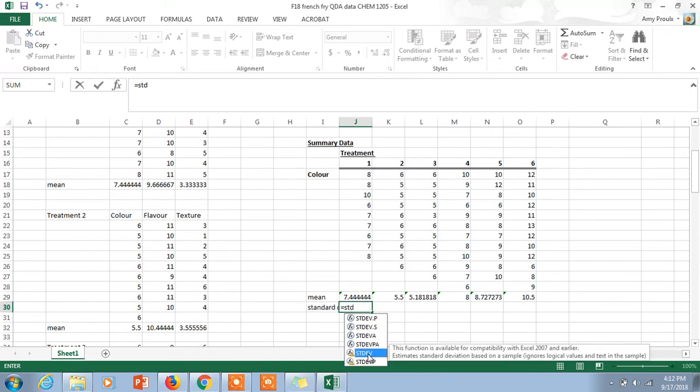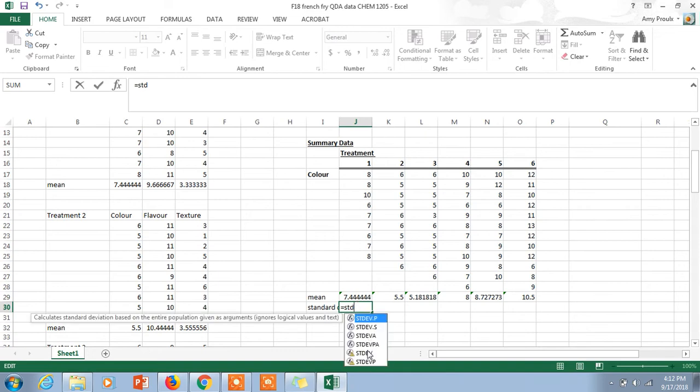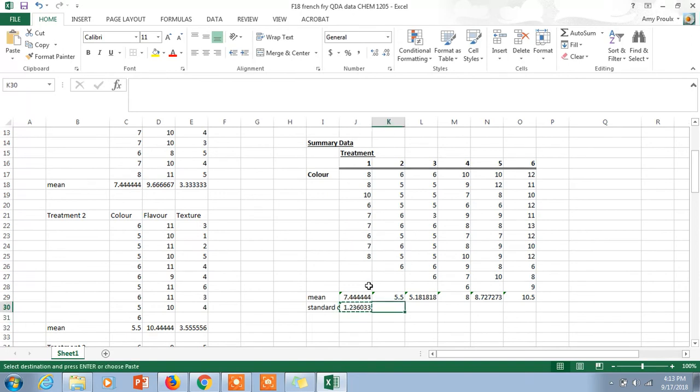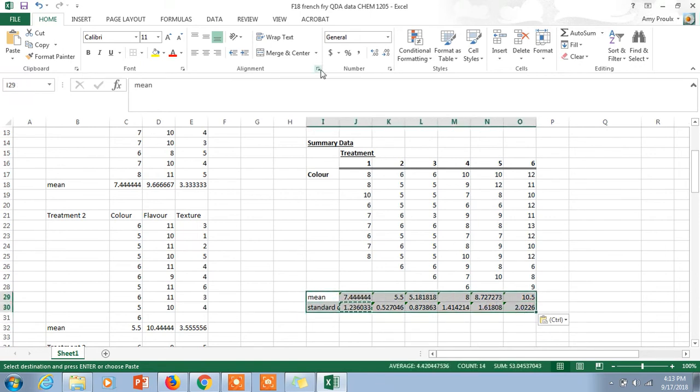STDEV. So I'm going to pick that. I'm going to do the same thing. Just bracket out the data. And this is just saying more or less how much is that data spread. I'm going to play around with it just to have a little bit of fun here. I'm going to bold those just to make it separate and different.